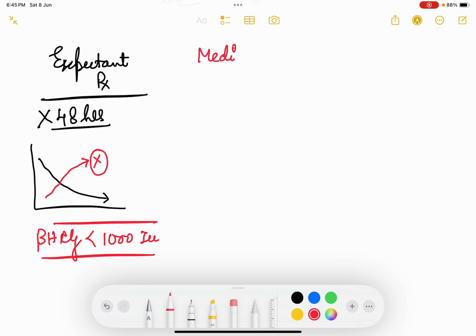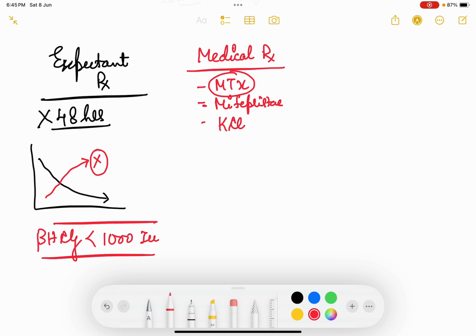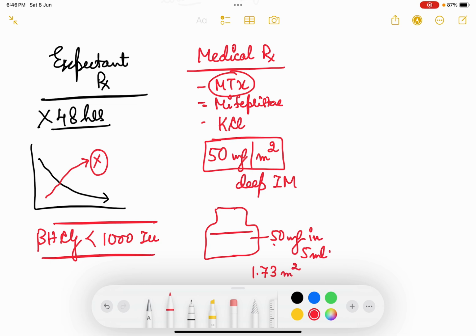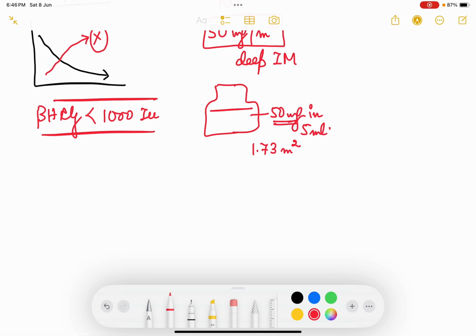The second management which we can do is medical management. Medical management is done with various drugs. The most important is methotrexate. Then you can use mifepristone, which can also be used in certain cases. Then you have other drugs also, like potassium chloride and so on. Now the most important is methotrexate. With methotrexate, we inject 50 milligram per meter square deep intramuscular. One vial of methotrexate contains 50 milligrams in a 5 ml vial. The body surface area of a normal individual is 1.73 meter square, so around 75 to 80 milligrams of methotrexate is required.